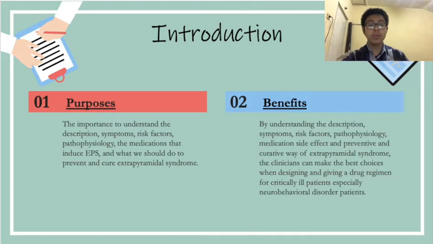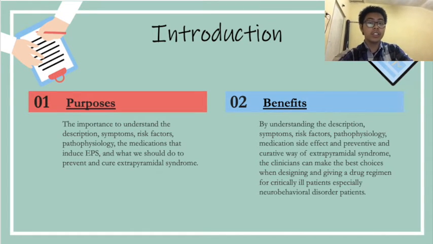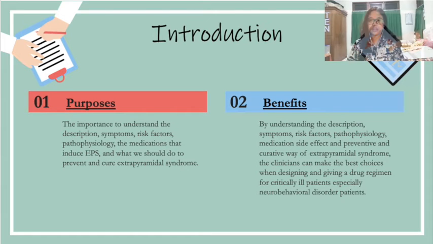The purpose of this student project is the importance of understanding the description, symptoms, risk factors, pathophysiology, the medications that induce EPS, and what we should do to prevent and cure extrapyramidal syndrome. The benefit of this student project is that by understanding the description, symptoms, risk factors, pathophysiology, medication side effects, preventive ways, and curative ways of extrapyramidal syndromes, the clinician can make the best choice when prescribing drugs for critically ill patients, especially neurobehavioral disorder patients.